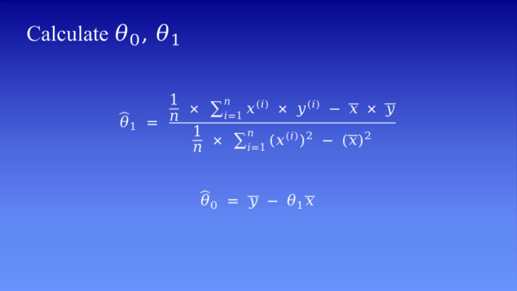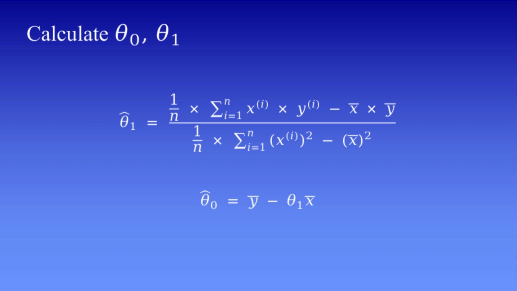Now let's understand how we actually calculate the parameters of a linear regression model, specifically θ0 and θ1. In simple linear regression, our goal is to find the best possible straight line that fits the data. This line is represented by the equation y predicted equals θ0 plus θ1x. Here, θ1 represents the slope of the line, and θ0 represents the intercept.